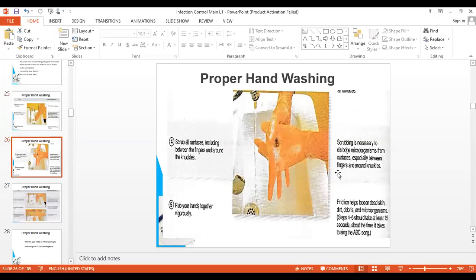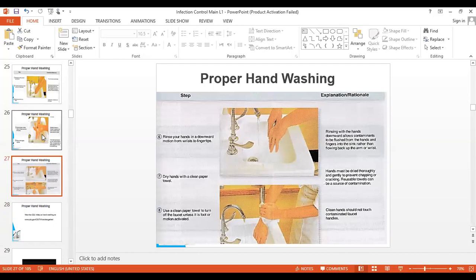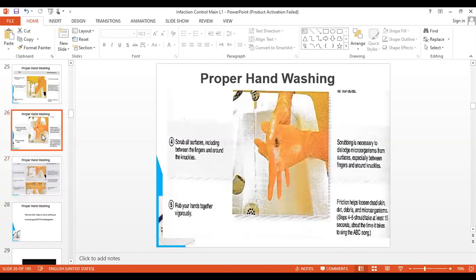Scrubbing is necessary to dislodge microorganisms. السكرابنج اللي احنا شفناها سواء بالنيلز او الحركة الدائرية الى اخره. It's very important to remove microorganisms that adhere to different surfaces. Okay. طيب. Friction helps loosen dead skin, dirt, debris, and microorganisms.